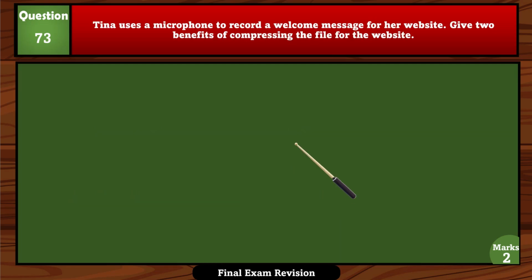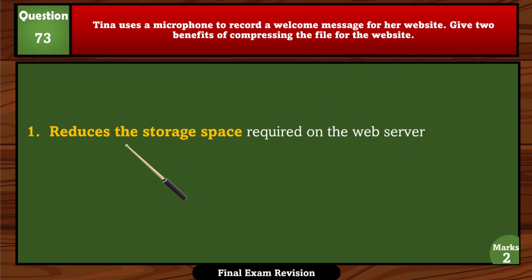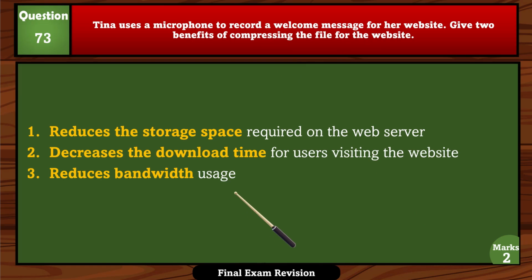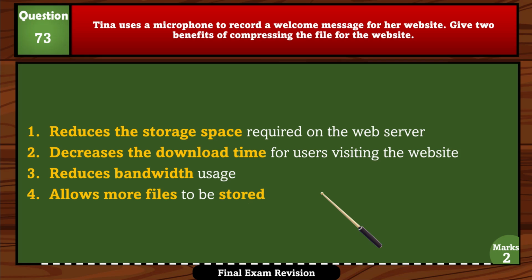Question 73. Tina uses a microphone to record a welcome message for her website. Give two benefits of compressing the file for the website. Number one, reduces the storage space required on the web server. Number two, decreases the download time for users visiting the website. Number three, reduces the bandwidth usage. Number four, allow more files to be stored.